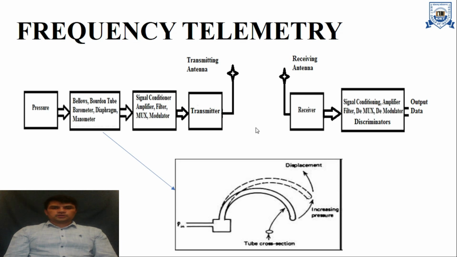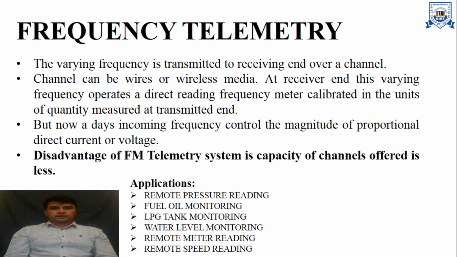In this case, I am using a wireless channel. At the other end, we have a receiving antenna. The receiving antenna receives the signal, and over there are signal conditioning elements like amplifiers, filters, demultiplexers, demodulators, etc. And then we get the output in terms of variable frequency. The varying frequency is transmitted to the receiving end over a channel, which can be wired or wireless media.